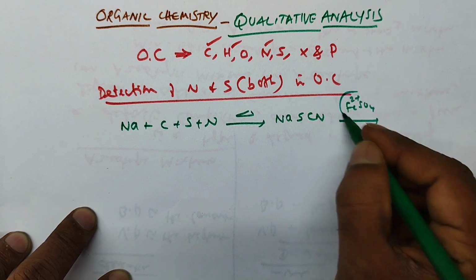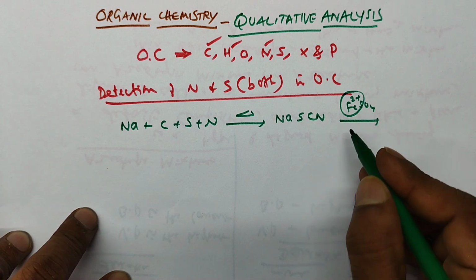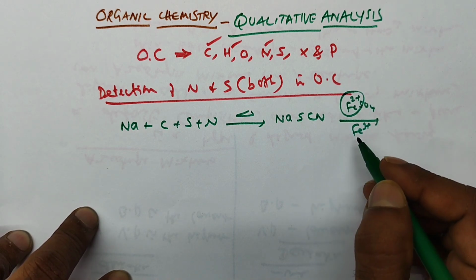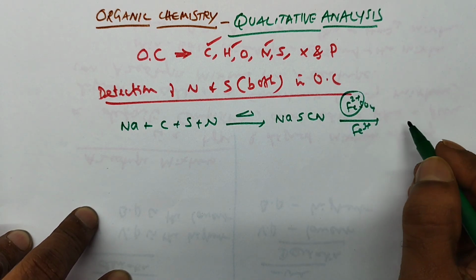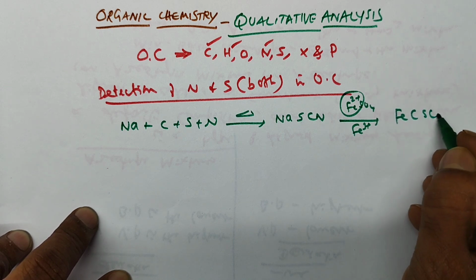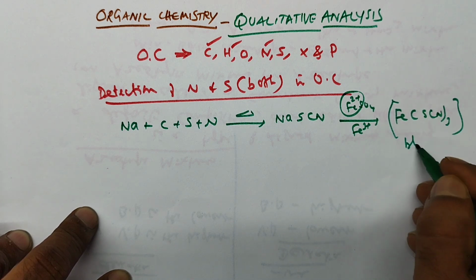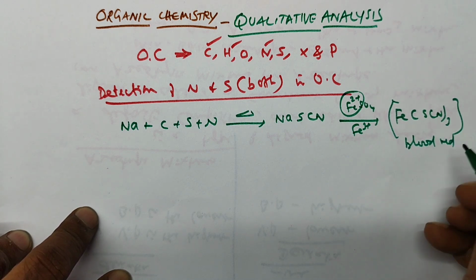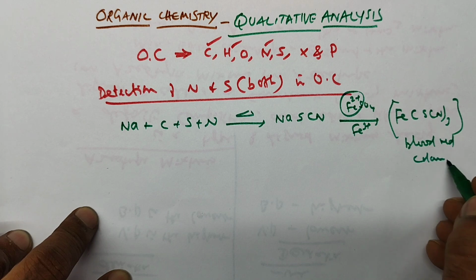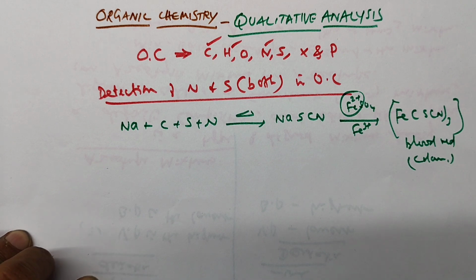Here Fe2+ ions are there. That will be oxidized to give ferric ions, Fe3+ ions, and forms ferric thiocyanate, Fe(SCN)3. This complex will give us a blood red color. From that color we can come to the conclusion that the organic compound contains nitrogen and sulfur present together.